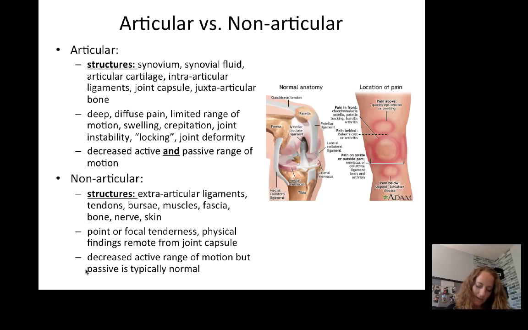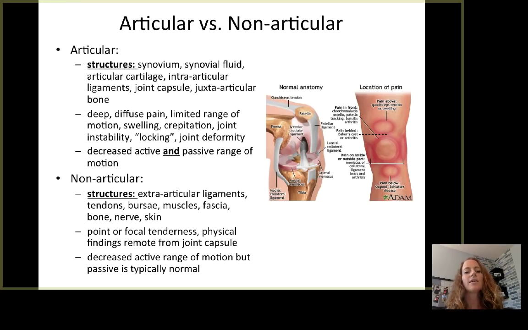The complaints associated with articular joint conditions are going to be diffuse and deep pain. You're going to see limited range of motion, often swelling, crepitation, or that joint clicking that you get during movement, joint instability, locking, and possibly joint deformity. These all depend on the condition, of course, but these are the types of complaints you might want to be looking for.